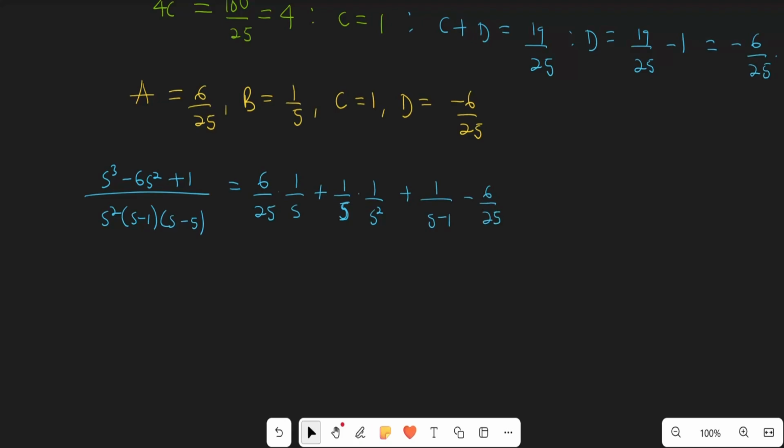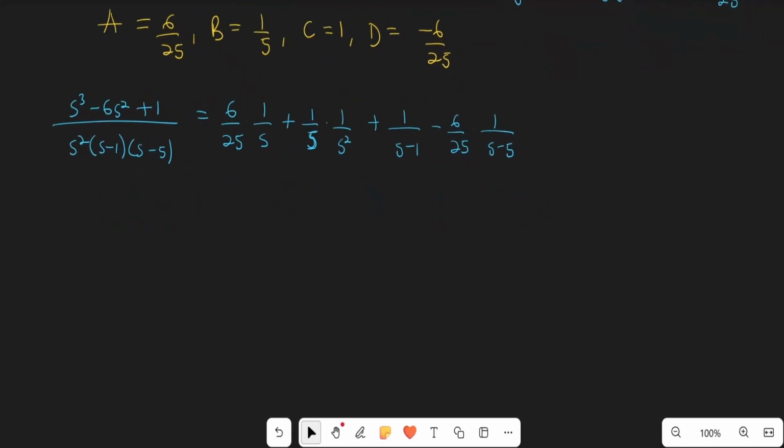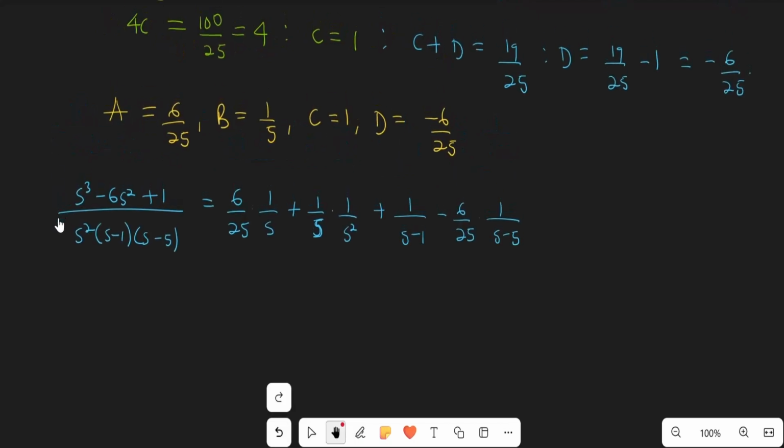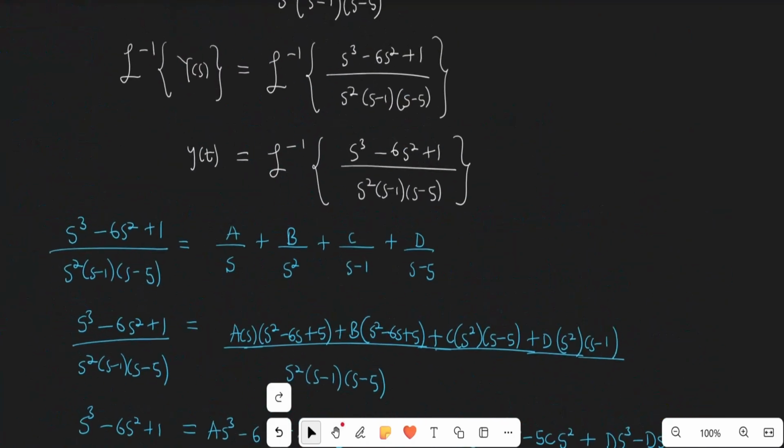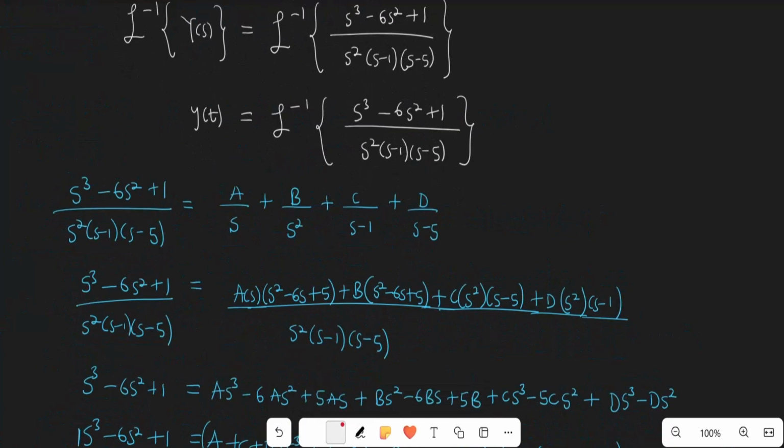So negative 6 over 25 over s minus 5 is the same thing as negative 6 over 25 times 1 over s minus 5, like this. So this is how we can break it down using partial fractions. And now the beautiful thing here is that we now have to take the Laplace inverse of that, which is what we have here. So let me switch back to white pen and then we can finish off with this.